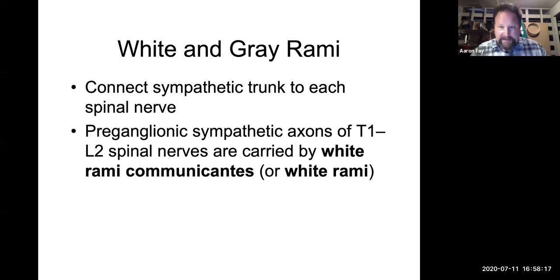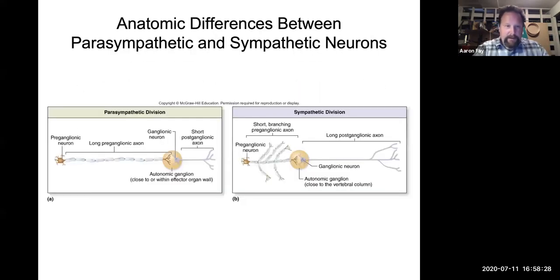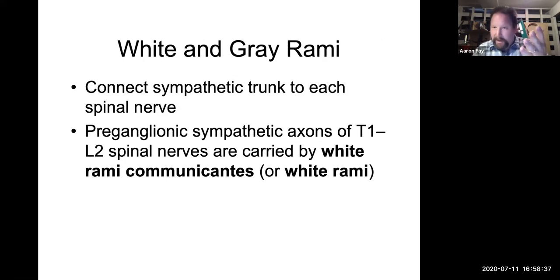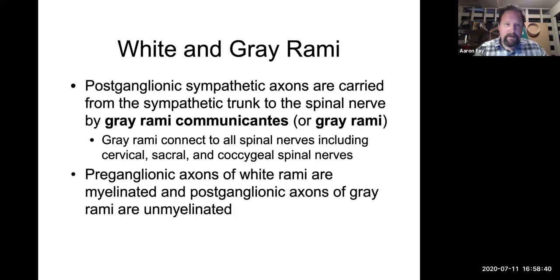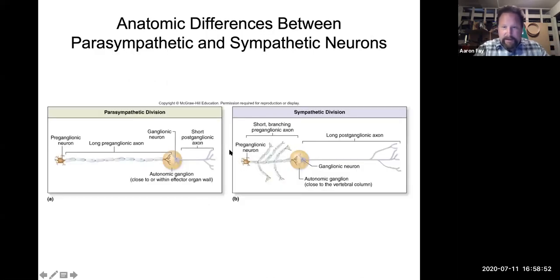Preganglionic sympathetic axons of the T1 through L2 spinal nerves are carried by the white ramus. Preganglionic sympathetic axons, myelinated, carried by the white ramus. Postganglionic sympathetic axons are carried from the sympathetic trunk to the spinal nerve by the gray ramus. Postganglionic sympathetic axons, which are unmyelinated, go through the gray ramus.